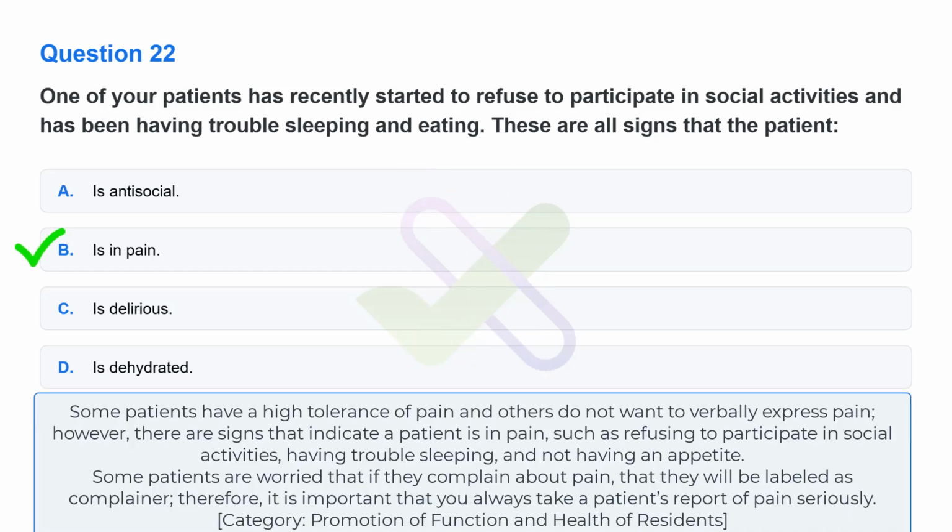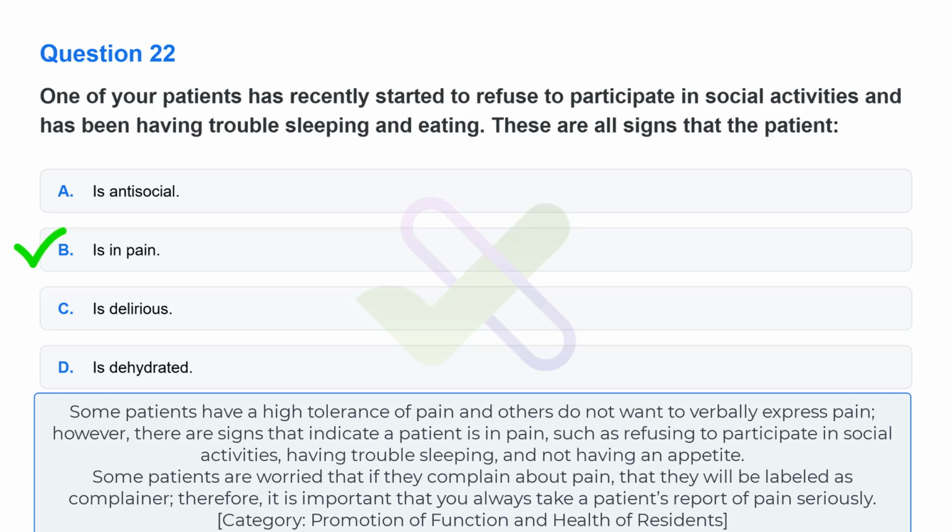The correct answer is B. Is in pain. Some patients have a high tolerance of pain and others do not want to verbally express pain. However, there are signs that indicate a patient is in pain, such as refusing to participate in social activities, having trouble sleeping, and not having an appetite. Some patients are worried that if they complain about pain, they will be labeled as a complainer. Therefore, it is important that you always take a patient's report of pain seriously.